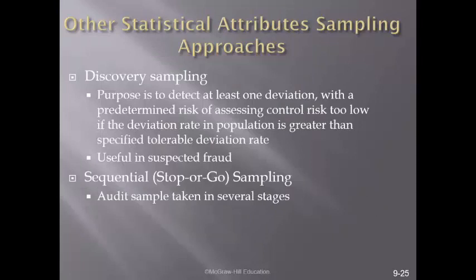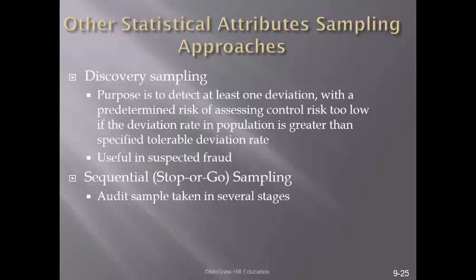Other statistical attribute sampling approaches include discovery sampling, which is actually a modified case of attribute sampling. The purpose of a discovery sample is to detect at least 1 deviation with a predetermined risk of assessing control risk too low if the deviation rate in the population is greater than the specified tolerable deviation rate. One important use of discovery sampling is to locate examples of a suspected fraud.